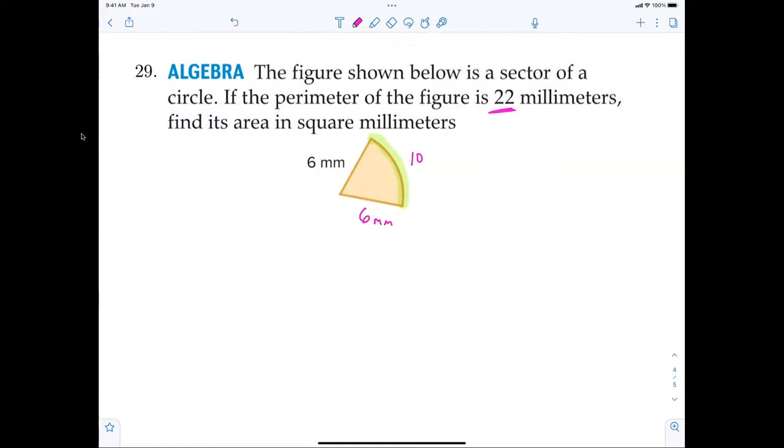Now, can someone tell me, based off that, what this angle is going to be? Everybody tell me. All right, let me give you a hint. It has to do with circumference. What's the circumference of the circle? 2 pi r. So the circumference of the whole thing would be what?